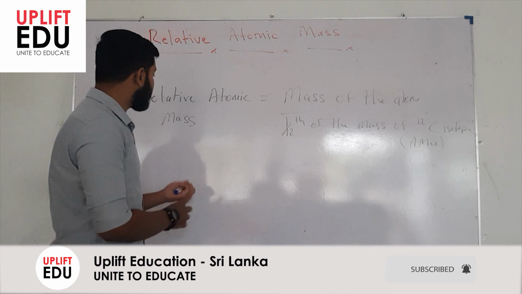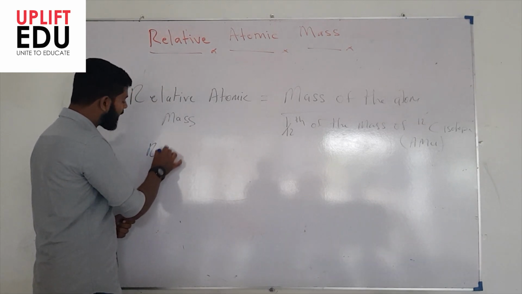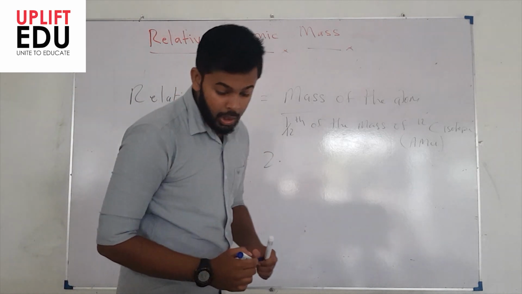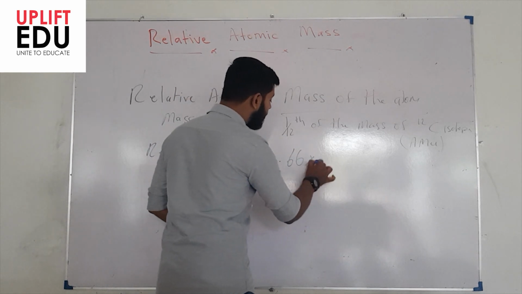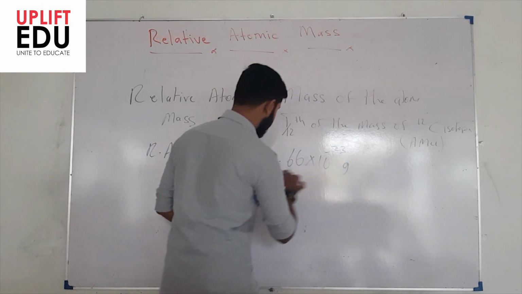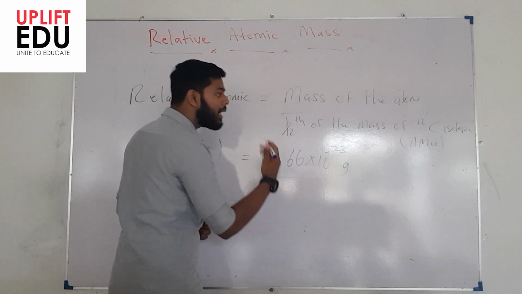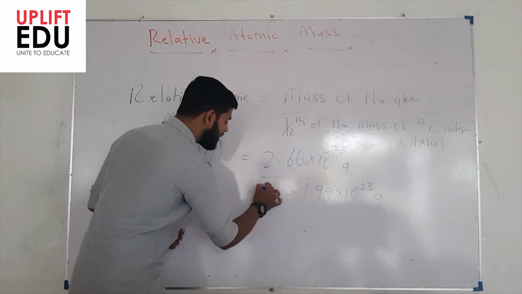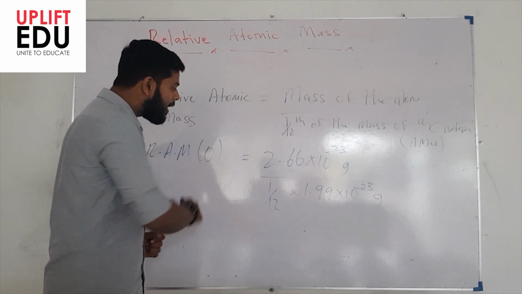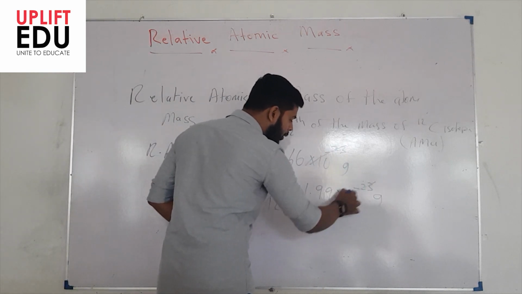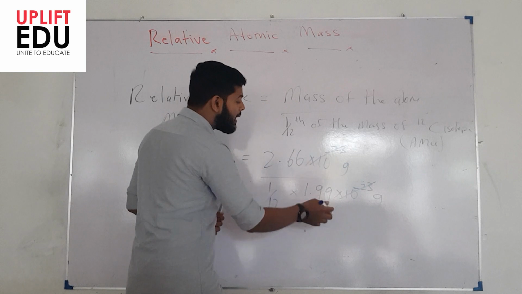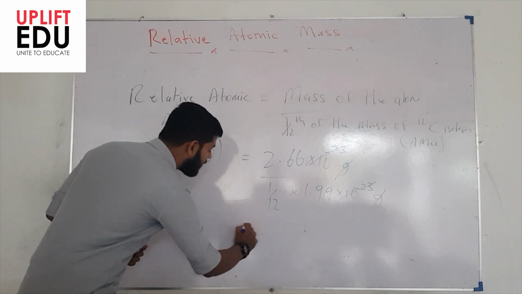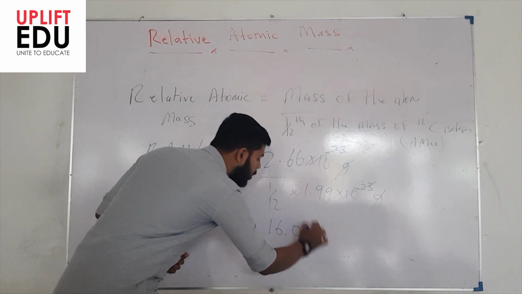So let's compare the relative atomic mass of oxygen, right? The oxygen atom has a mass of around 2.66 × 10 to the power minus 23 gram, and the mass of the 12 carbon isotope is 1.99 × 10 to the power minus 23 gram, and we have to consider its 1/12 share, right? When we calculate, the 10 to the power minus 23 cancel each other. Similarly, up and down there are units of gram, and gram and gram cancel each other. As a calculated value, we will get 16.02.